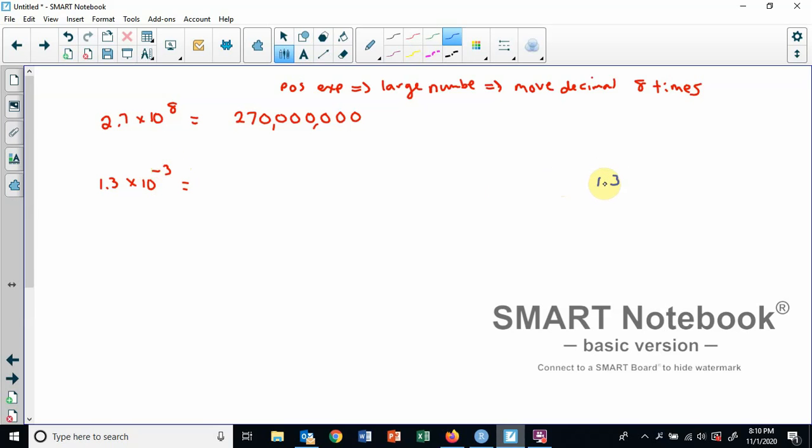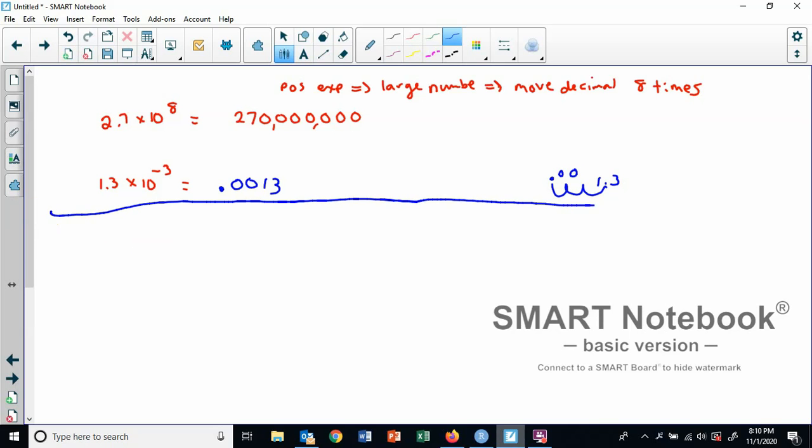And so how many places am I going to move the decimal? 3. But I need to make this a small number, so if I move it that way and added zeros, that would make a really large number. So it needs to move this way, 1 decimal place, 2 decimal place, 3 decimal place. That's where my new decimal goes, and I need to put zeros to hold these spots. So I'd get 0.0013.